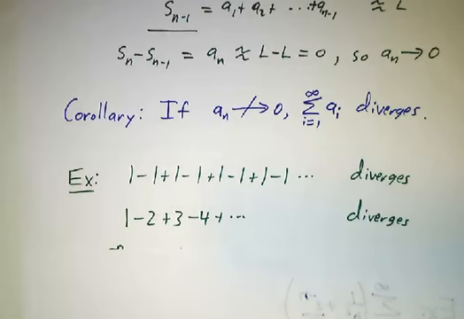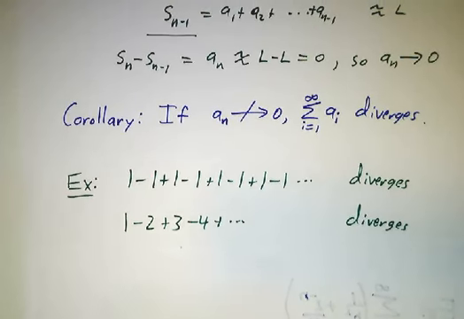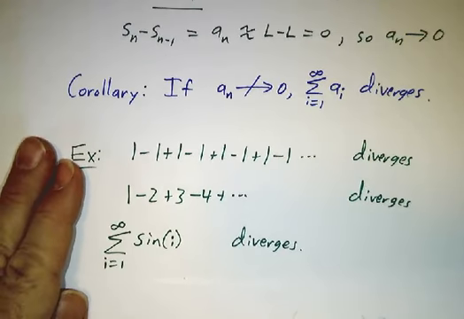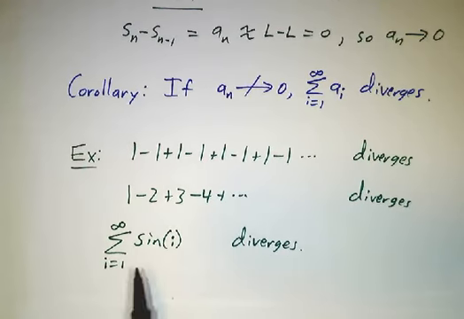If you look at 1 plus 2 minus 3 plus 4 and so on, that automatically diverges because the terms aren't getting small. If you look at something like the sum of sine of i, so sine of 1 radian plus sine of 2 radians plus sine of 3 radians, that wanders up and down, and these terms don't approach zero, so their sum can't converge.